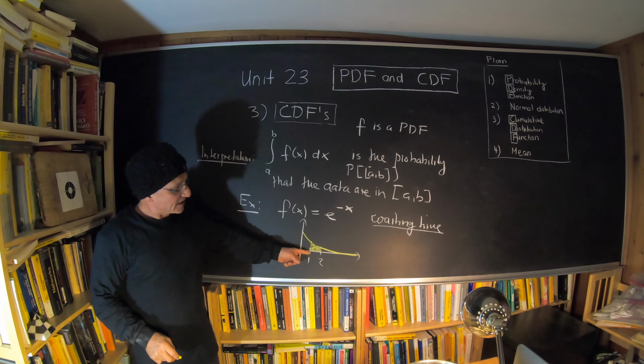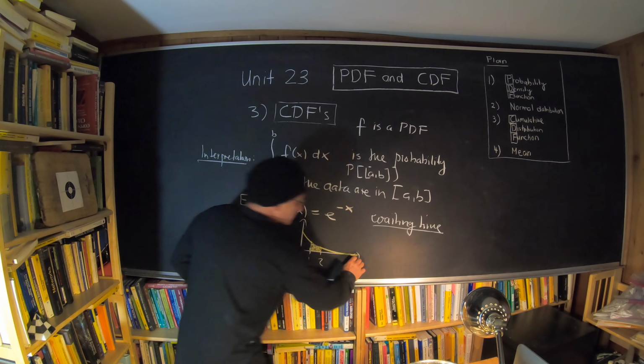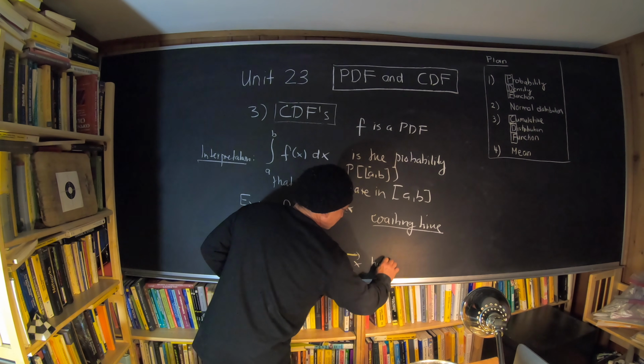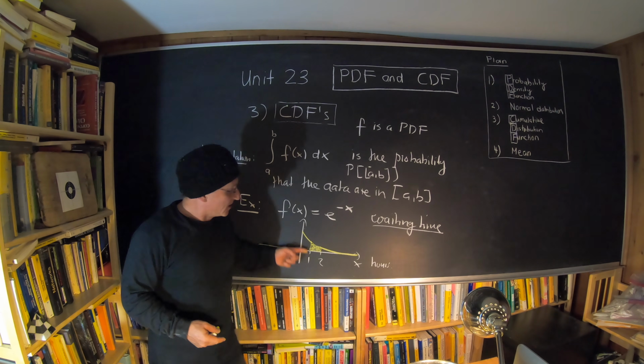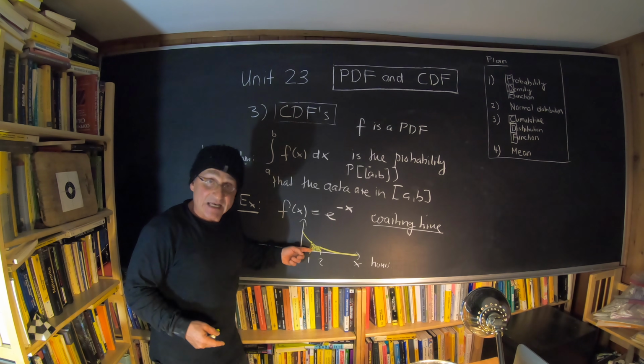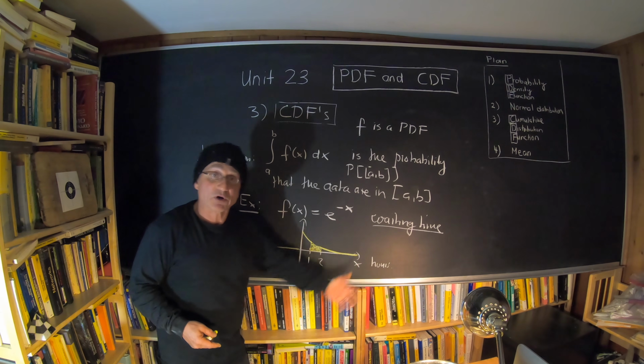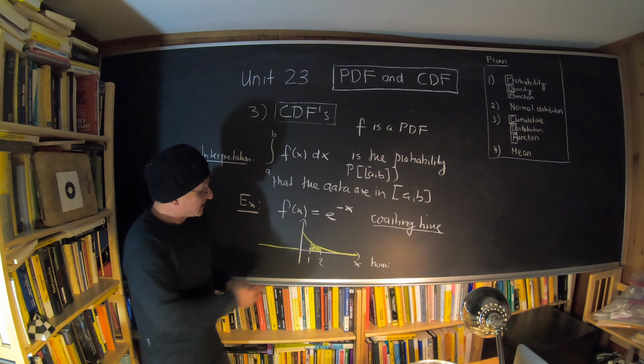So we can say, if these are hours, what is the probability that we get an email between the next hour and the hour after? So let's just see that in this case.